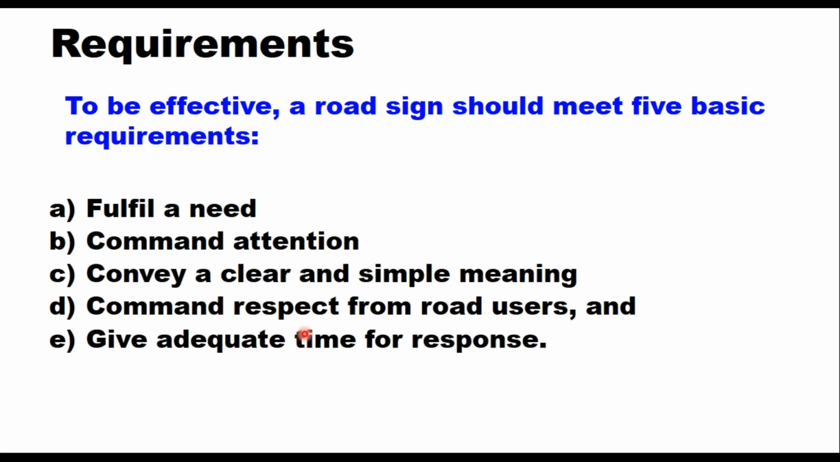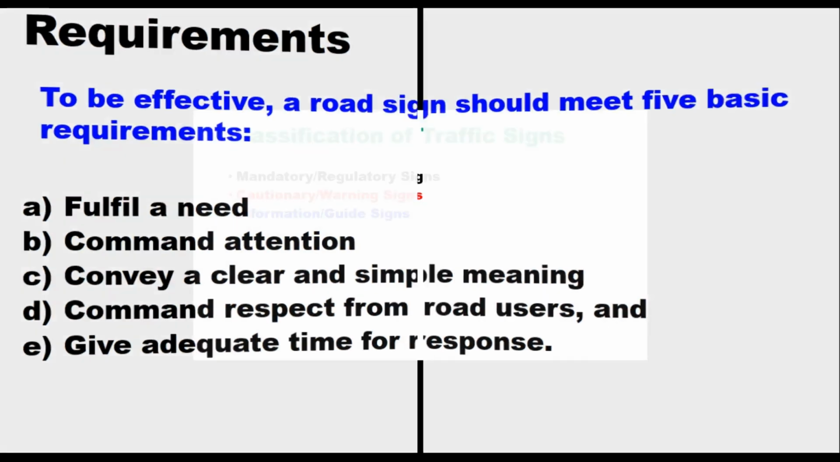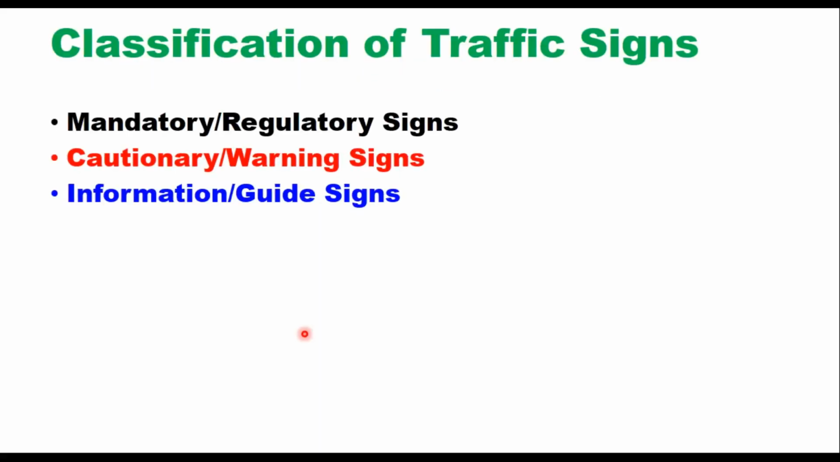And the fifth one is give adequate time for response, and it is again related to the design aspect of the sign. The sign should be placed at a distance such that drivers can see it and get sufficient time to respond to the situation. There are broadly 3 types of traffic signs: mandatory or regulatory signs, cautionary or warning signs, and information or guide signs.